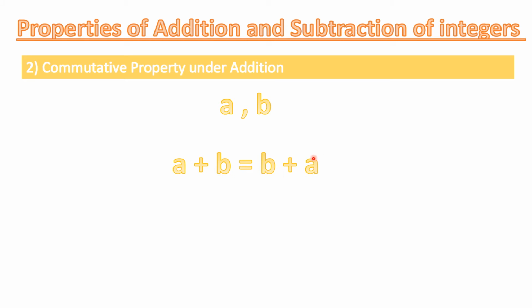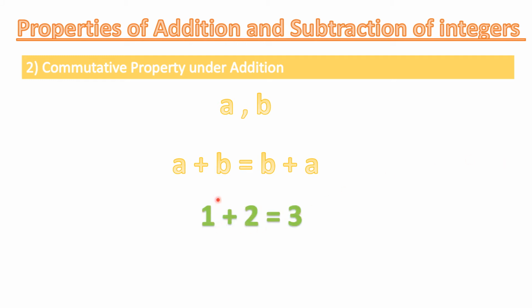What does this mean? This means that when I add two integers, I get an answer, and that will be the same when I change the position of the integers and add them. That is, if I add a and then b or b and then a, it does not make a difference. The answer will be equal. So this is what the commutative property tells us: if a and b are both integers, then a plus b is equal to b plus a. Okay, so let us make it clear using some examples.